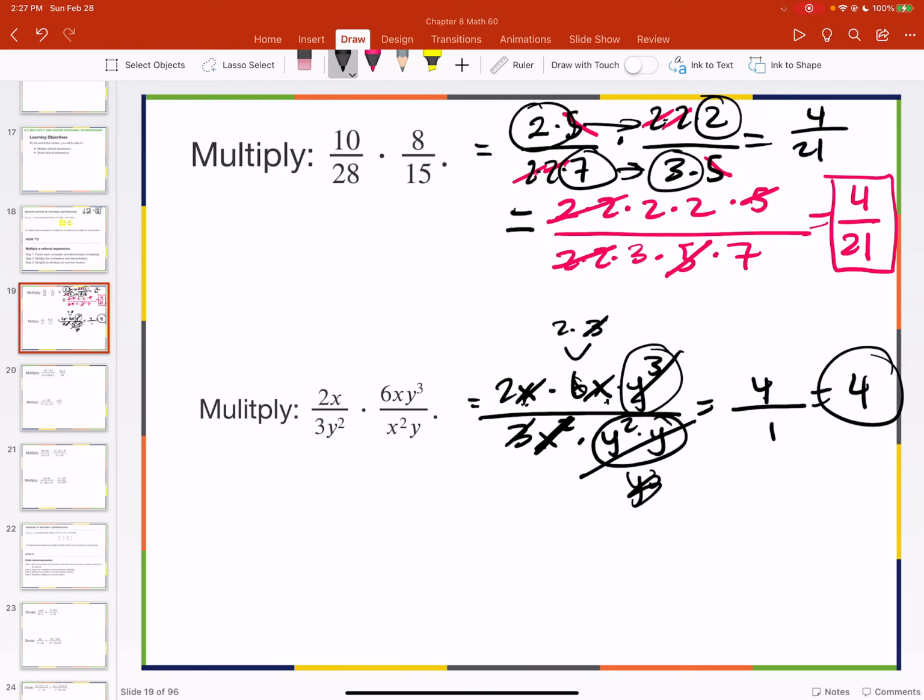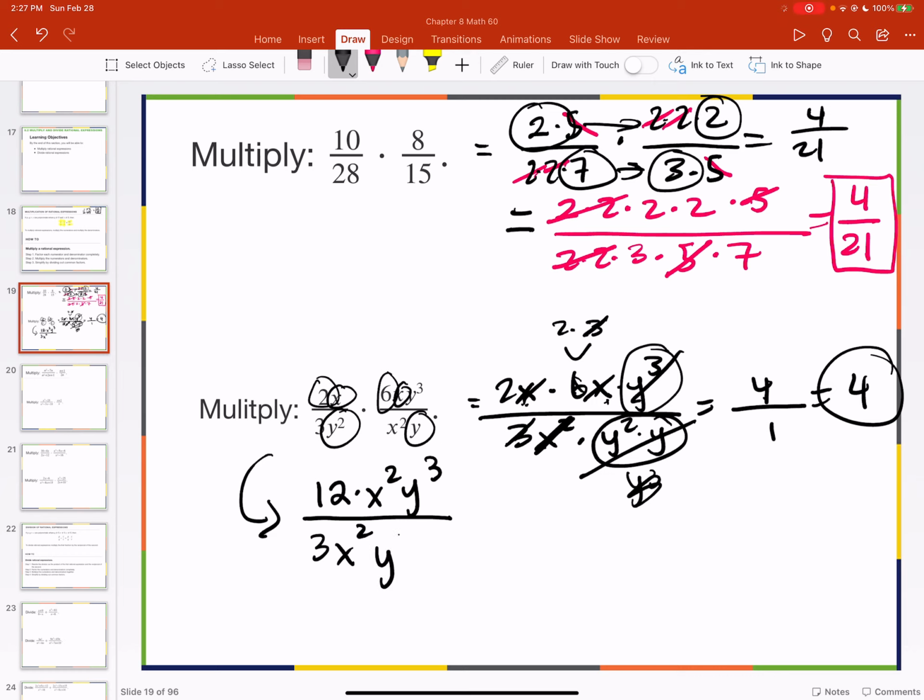Okay, so seen another way, if we had multiplied the constant part, that would be 12, and then x squared, y cubed on the top, and on the bottom you would have 3x squared and then the y cubed. You could see that those will also cancel. Sometimes it's easier. So 12 divided by 3 is just 4. Okay.